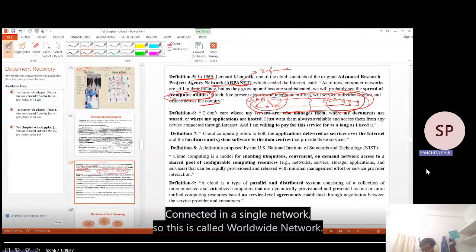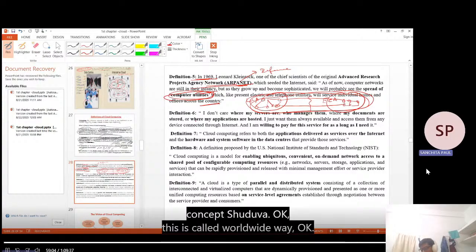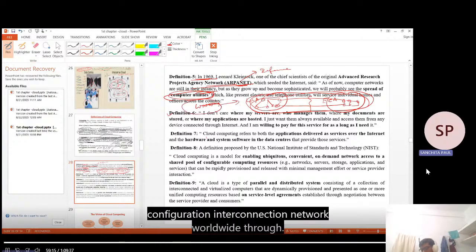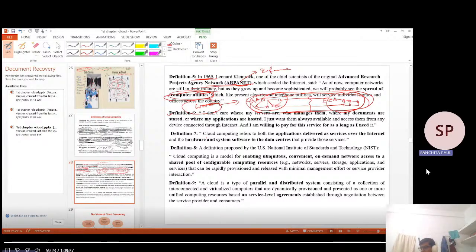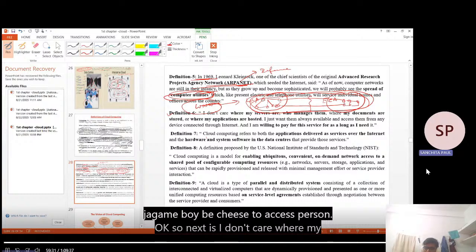सो यही ARPANET प्रोजेक्ट से वर्ल्ड वाइड नेटवर्क का शुरुआत हुआ, यहीं से www का कांसेप्ट शुरू हुआ. ठीक है, this is called World Wide Web. ओके, सो डेफिनेशन 6, ये खाली एक www वर्ल्ड वाइड वेब के बारे में बताया गया कि कैसे पूरी चीज को एक नेटवर्क में हम कर सकते हैं. अभी इतने हायर कॉन्फ़िगरेशन इंटरकनेक्शन नेटवर्क आ गया है कि हम लोग वर्ल्ड वाइड वेब के थ्रू इसको यूज करके हम लोग वर्ल्ड में कहीं भी किसी भी जगह में कोई भी चीज को एक्सेस कर सकते हैं.